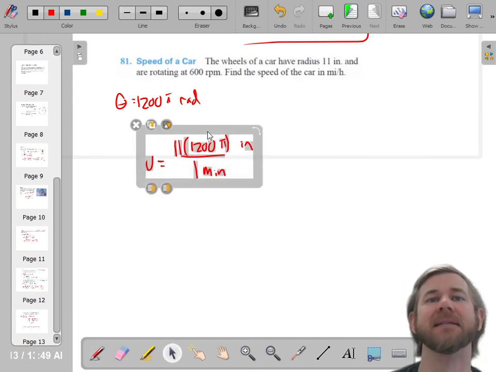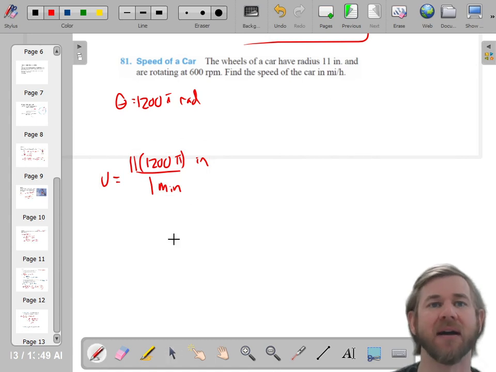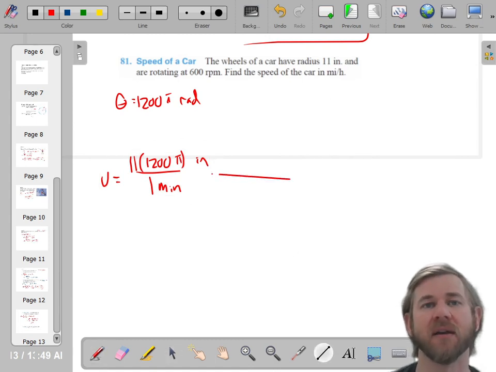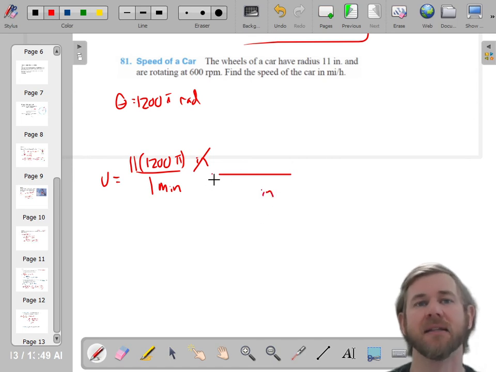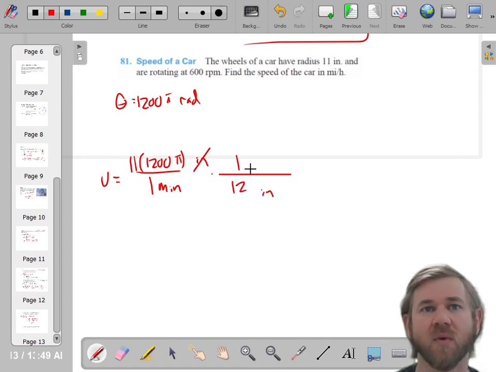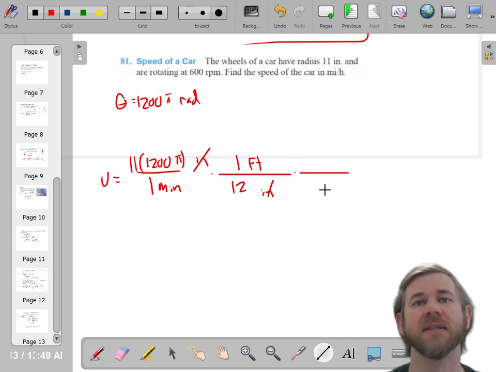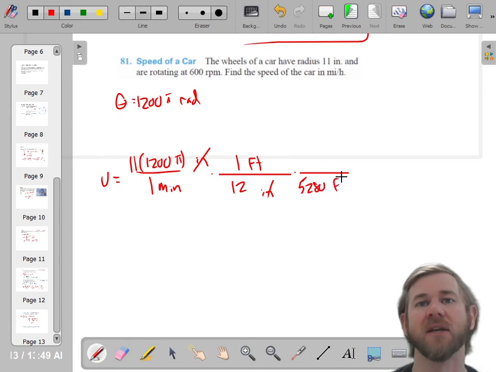So that would be inches a minute, but I'm going to make this thing in miles an hour. So we got to do some dimensional analysis. We got to convert two things. First thing we're going to do is convert inches. I need this to get to miles. So let's see, there are 12 inches in 1 foot. That would cancel out inches. I also need to then get to miles. So there are 5,280 feet in 1 mile.